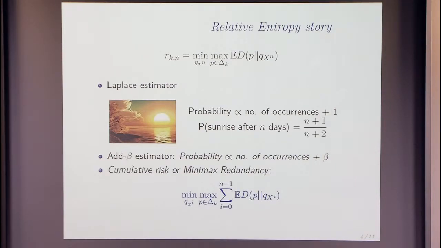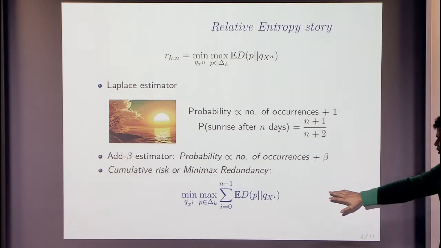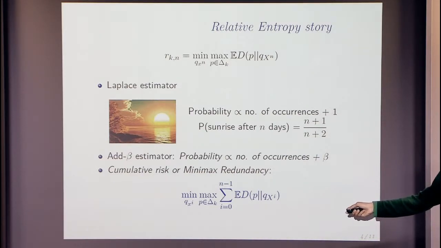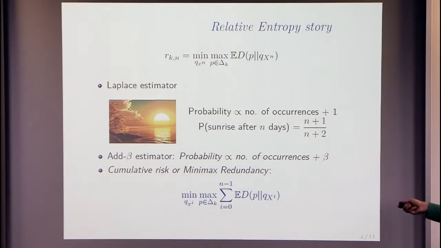This is a related problem. It's not the same problem. It's a different problem, but it's closely related. We don't want to minimize the expected loss at time n, but we want to minimize the running sum of the expected losses from time 0 through n. So at each time you come up with some estimate based on the samples you've seen so far, and the loss you suffer is the sum of the losses from time 0 through time n. So this problem becomes the minimax redundancy problem in universal source coding that Stefan talked about.